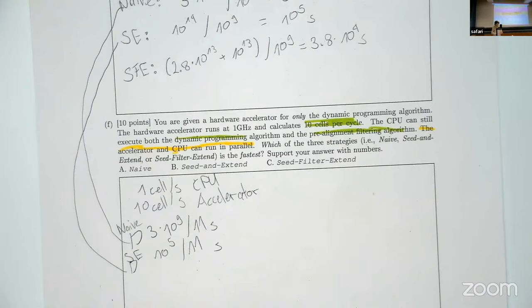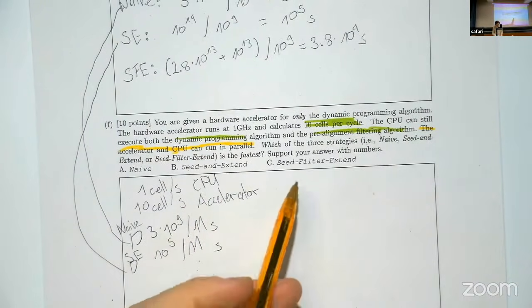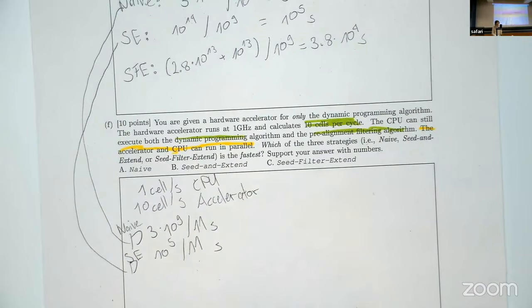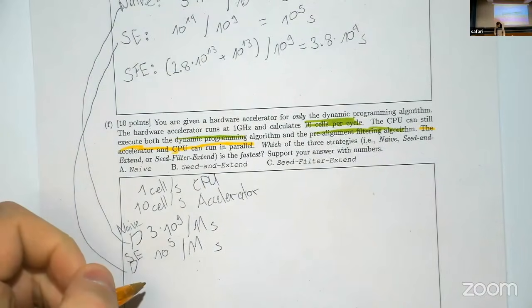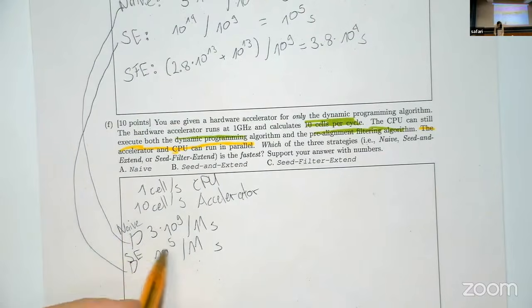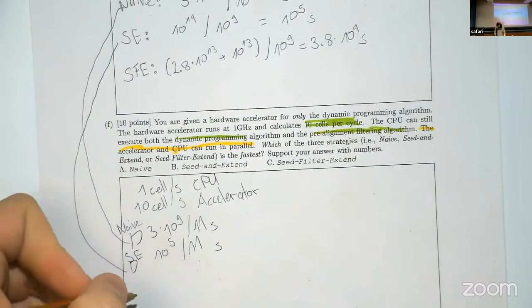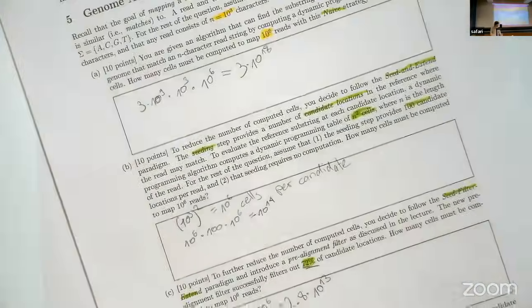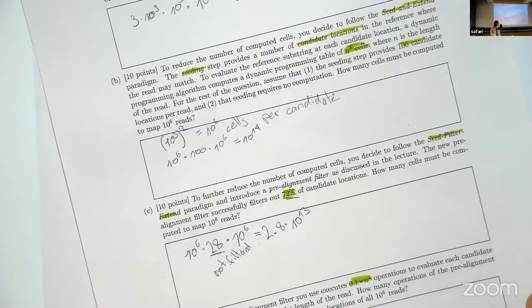So the seed filter extend thing, as I mentioned, the accelerator cannot help with the filter operations. And as it turns out, the filtering operations themselves are just slower on the CPU than if you did seed and extend with the accelerator. So if you believe me, there are 10 to the 13 filtering operations that we calculated before.